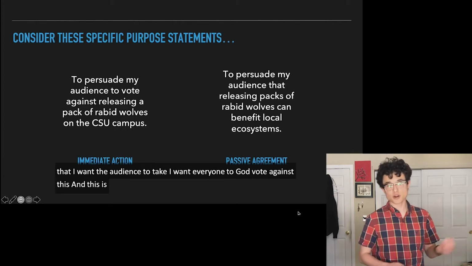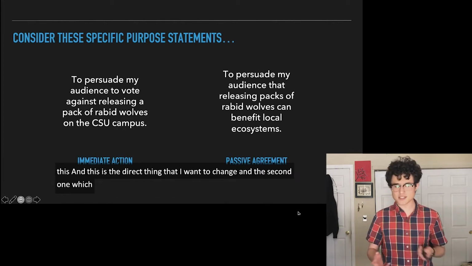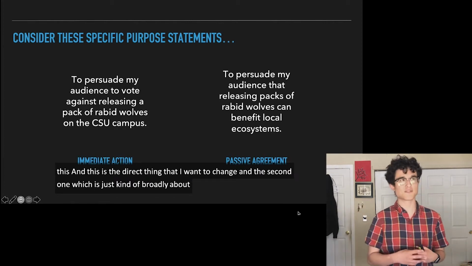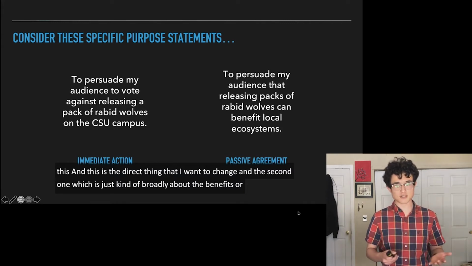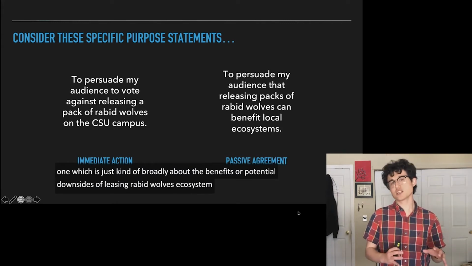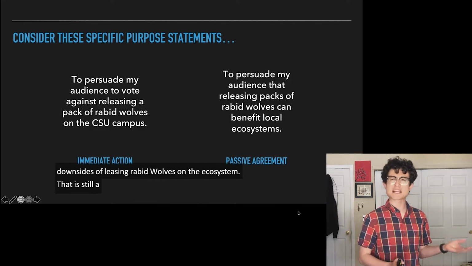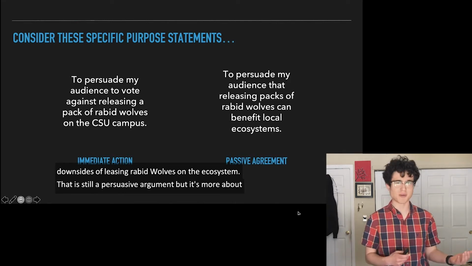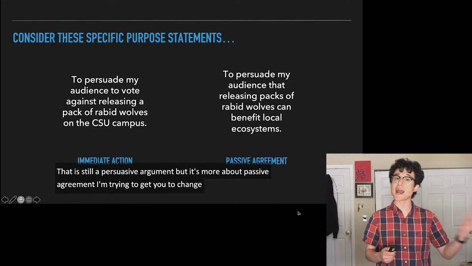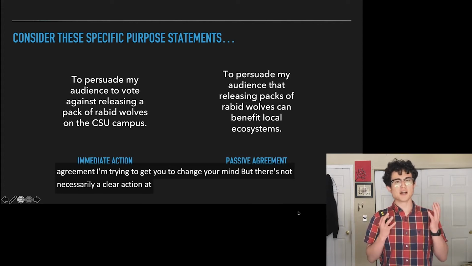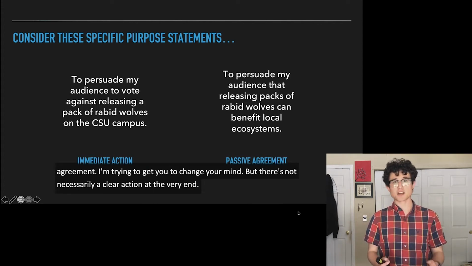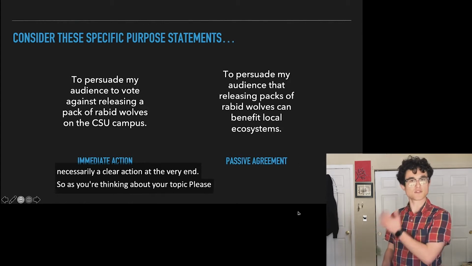And the second one, which is just kind of broadly about the benefits or potential downsides of releasing rabid wolves on the ecosystem, is still a persuasive argument, but it's more about passive agreement. I'm trying to get you to change your mind, but there's not necessarily a clear action at the very end. So as you're thinking about your topic, please make sure that you're coming up with some sort of immediate action.